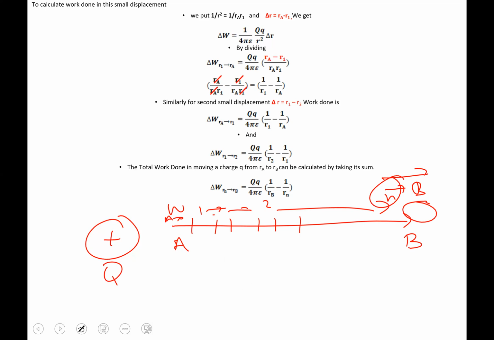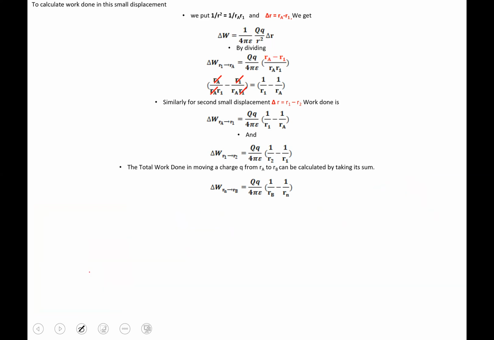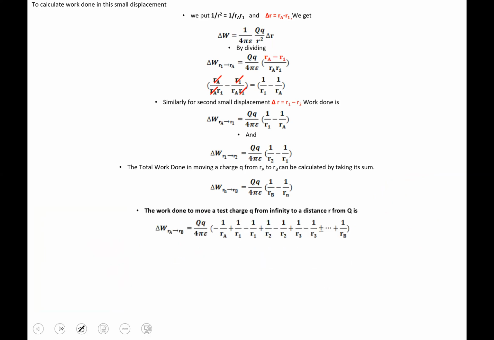So the work done is going to be in a similar manner. Work done from rn to rb is going to be isolated charge Q into test charge q divided by 4 pi epsilon naught, 1 over rb minus 1 over rn. So let us gather up all the work done from moving from point A to point B. The work done in moving the test charge from infinity to distance r from Q is represented by all the values from A to B.